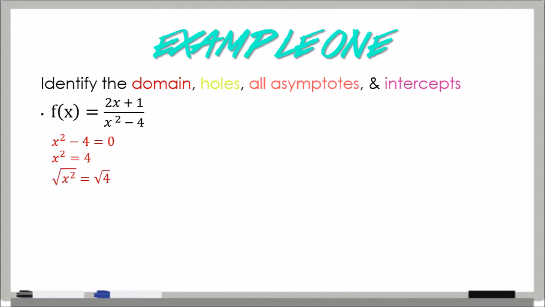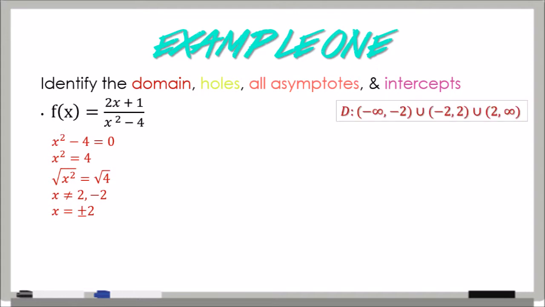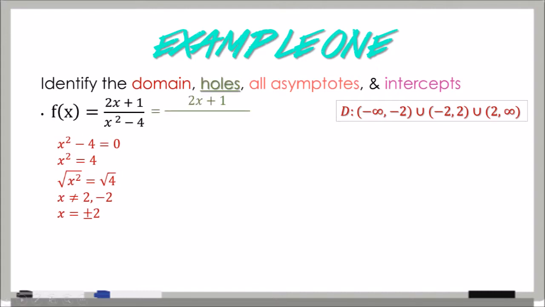Then we take the square root, and we find that x cannot be 2, and x cannot be negative 2. Therefore, our domain is from negative infinity to negative 2, union, negative 2 to 2, union, 2 to infinity. Next, let's go ahead and find our holes.